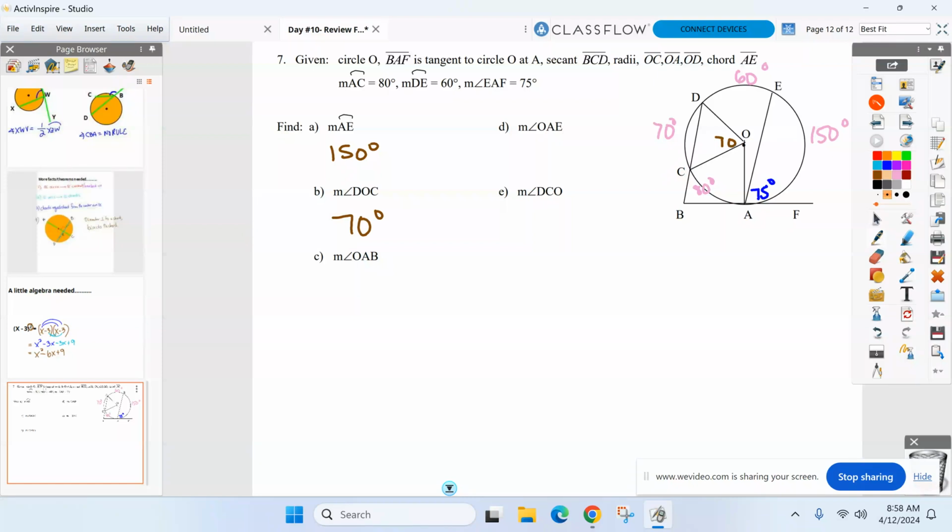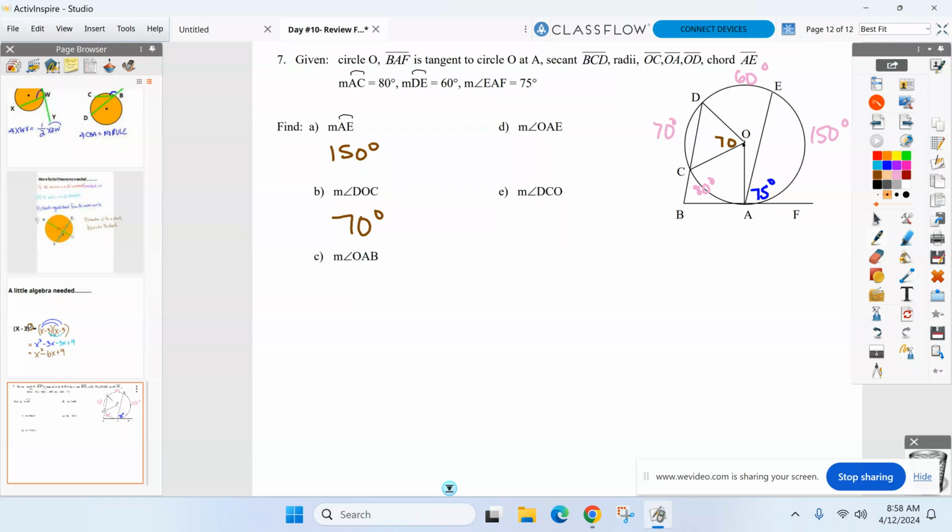Okay, things get a little tricky now. That was pretty straightforward, part A and B. Now it gets a little tricky. OAB. Look at that angle, everyone. Let's see if you recognize what's going on there. OAB. Do we recognize by now what's going on there?